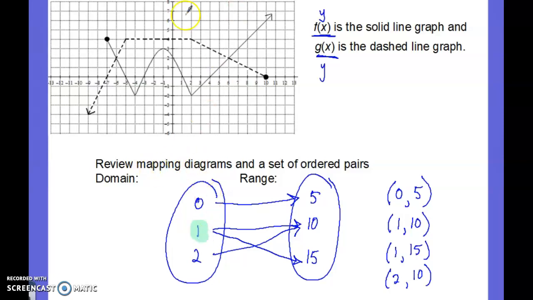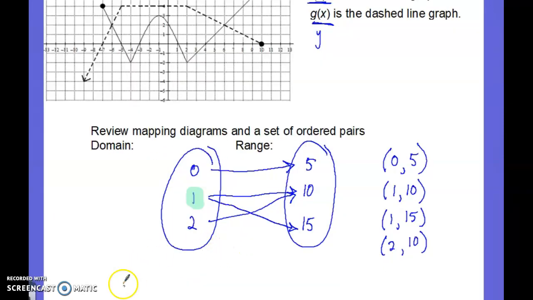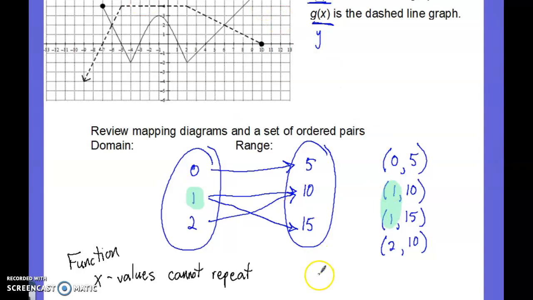So in my problem, let me just write it down. In order to be a function, x values cannot repeat. So as I'm looking at this, 1 went to 10 and 15. In other words, my 1's repeated. Is this a function? This is not a function. So we wouldn't be able to use function notation on the example I just gave you here.